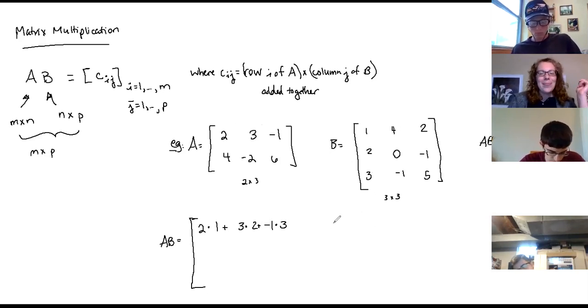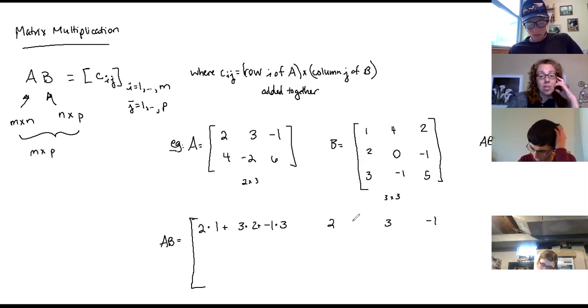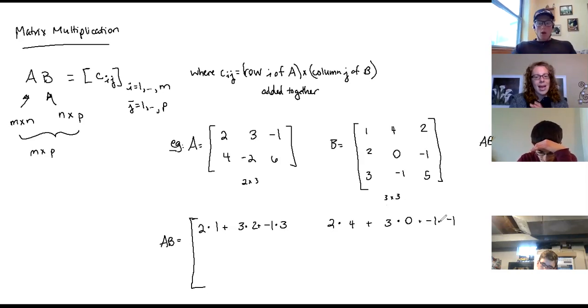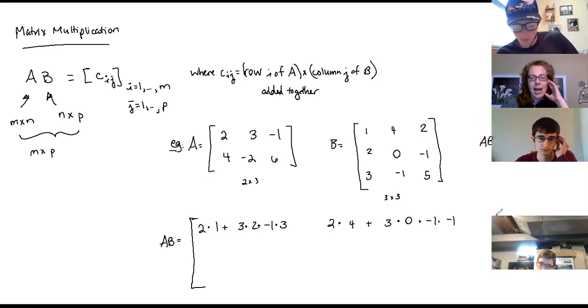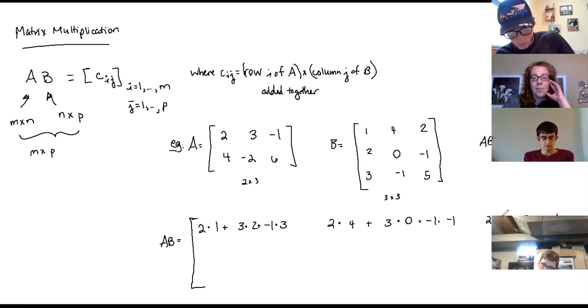Okay, next up, I have row 1, column 2. So this is row 1 from A, 2, 3, negative 1, and column 2 from B, 4, 0, negative 1. Multiply and add. Row 1 from A, column 2 from B, multiply and add. Last one across, row 1, column 3: row 1 from A, column 3 from B, multiply and add.